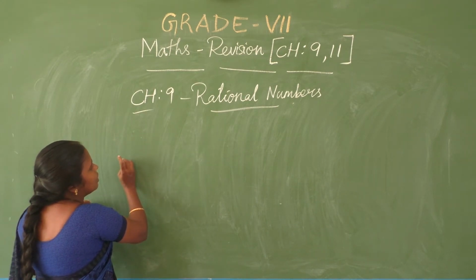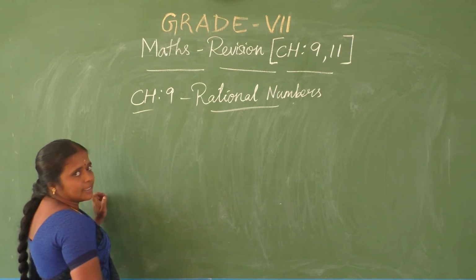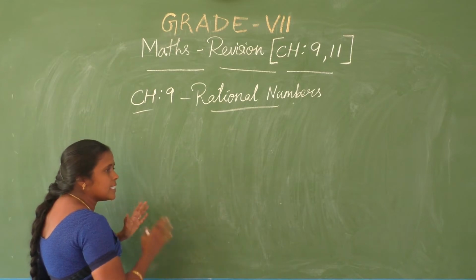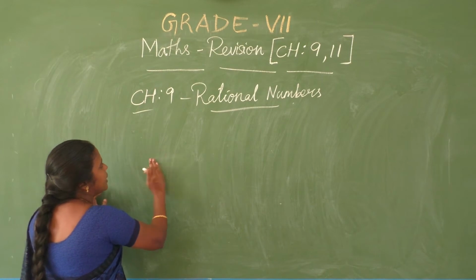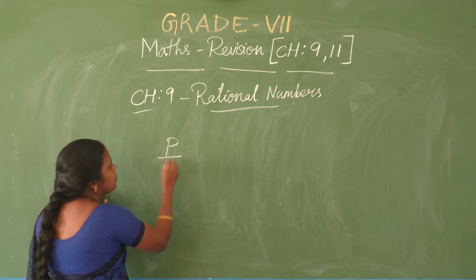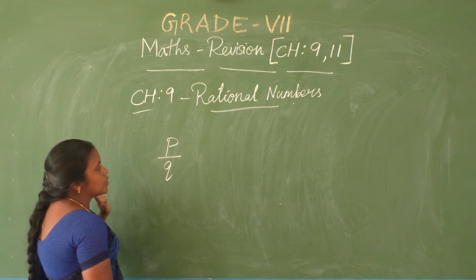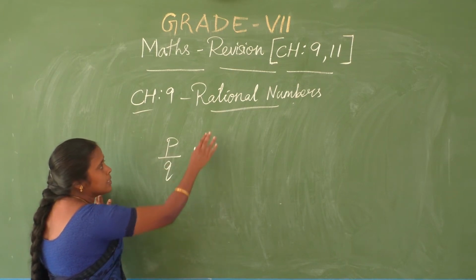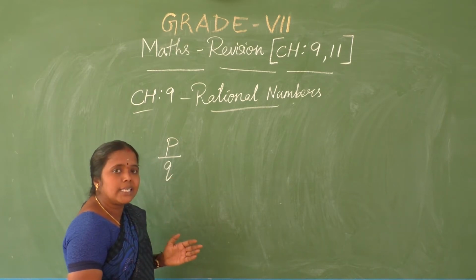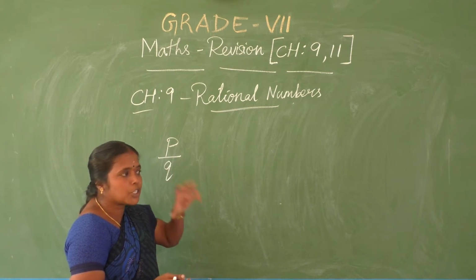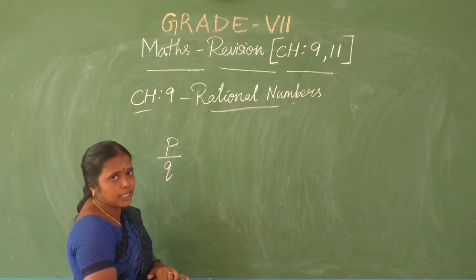Rational numbers are in the form of fractions with integers. The collection of fractions with integers is called a rational number. Rational numbers can be expressed in the form of P by Q. In general, I am telling, in short, rational numbers are the numbers which have fractions with integers together.